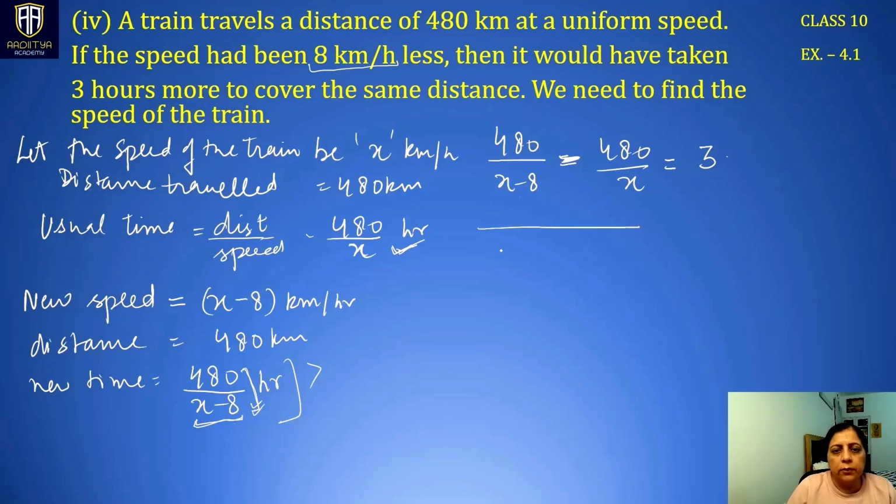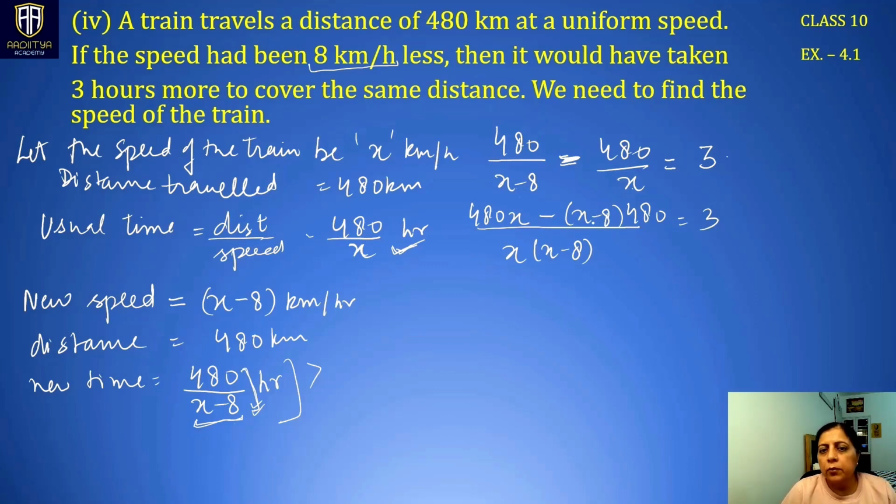Now we are going to solve this. The common denominator is x into x minus 8. Divide this by x minus 8, so 480 gets multiplied by x. In this case, the denominator gets divided by x, so you have x minus 8 multiplied by 480, right?